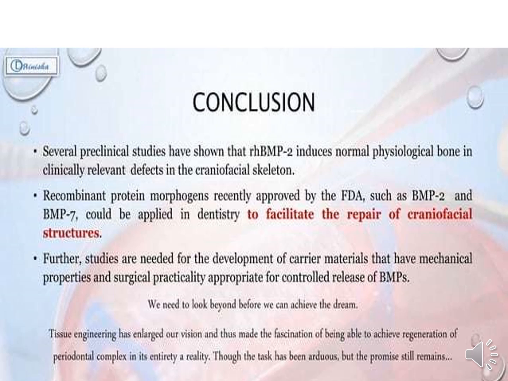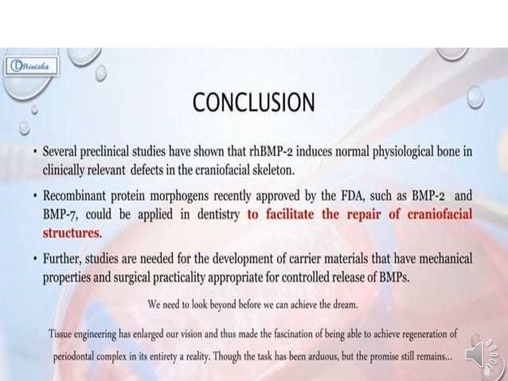So, to conclude, several preclinical studies have shown that rhBMP2 induces normal physiological bone in clinically relevant defects in the craniofacial skeleton. Recombinant protein morphogens recently approved by the FDA, such as BMP2 and BMP7, could be applied in dentistry to facilitate the repair of craniofacial structures.